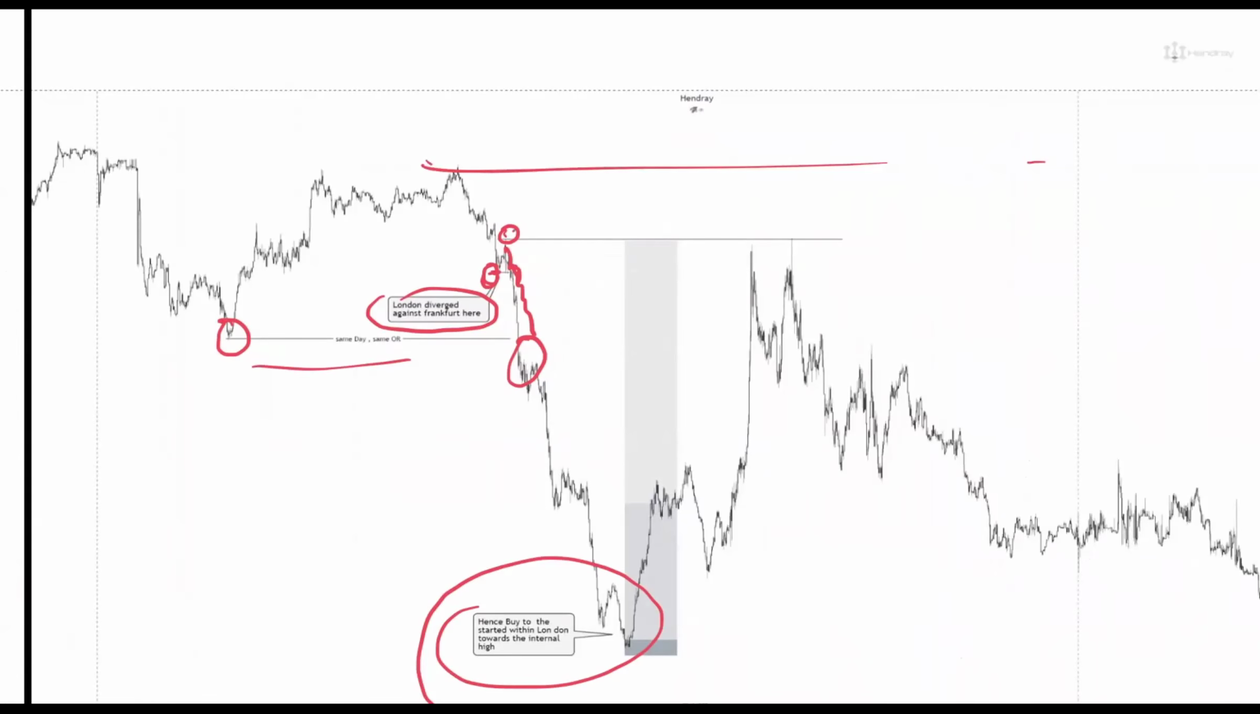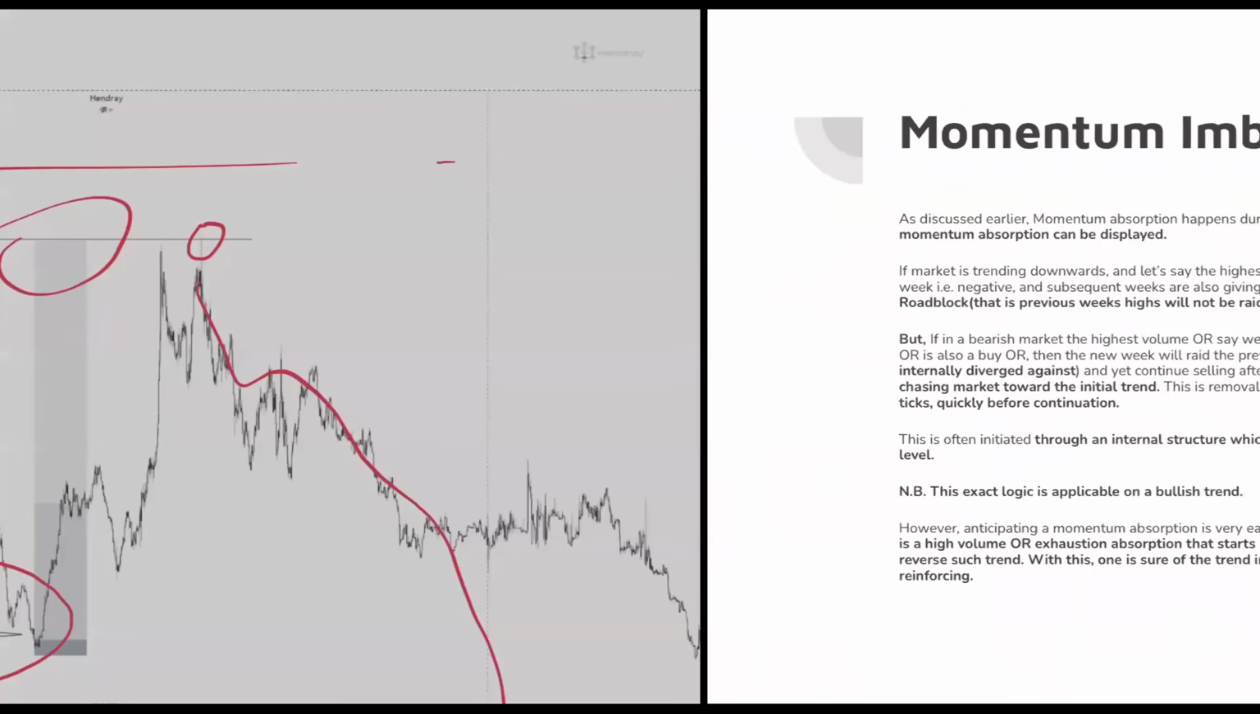So the only thing price is diverging against internally is the what? Is where we have that internal divergence. And immediately price raised it a little. Price continued its price action. So London was still the one that started that same buy. So that is what? That is internal divergence.